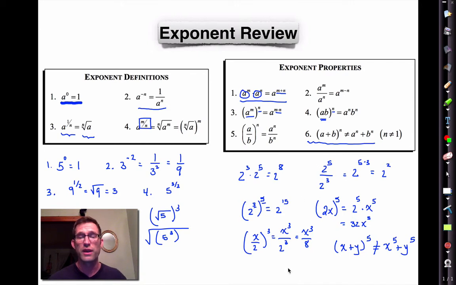If that were true, then I could say something like 2 to the 5th would be 1 plus 1 to the 5th, which would be 1 to the 5th plus 1 to the 5th, but then that would be 1 plus 1, and that would just be 2. So that would be silly, right? That wouldn't make any sense.